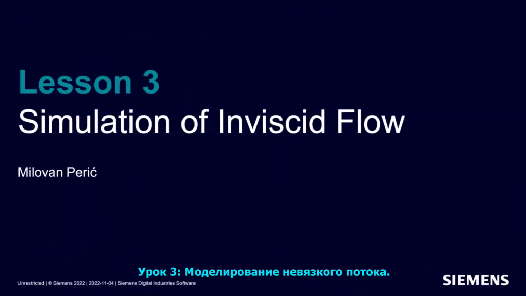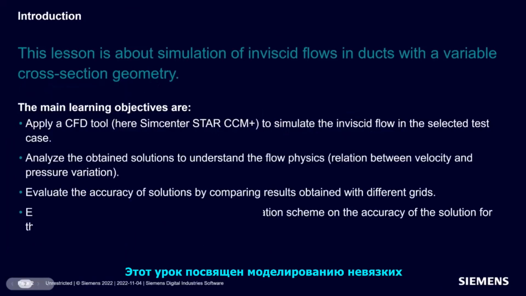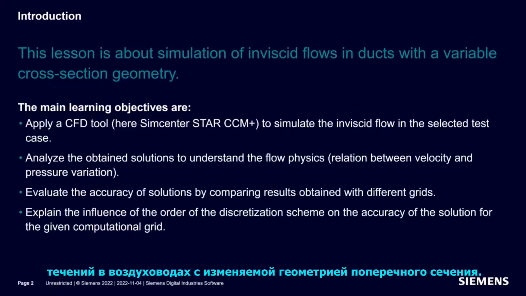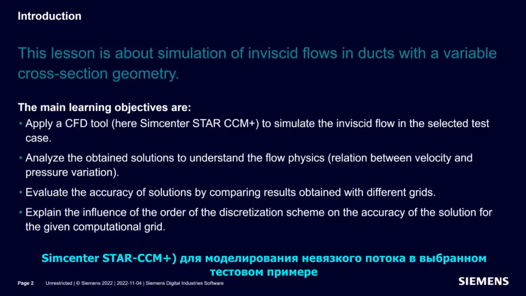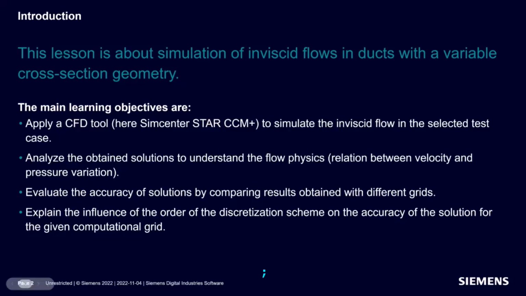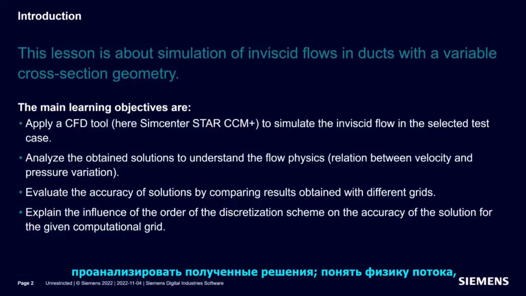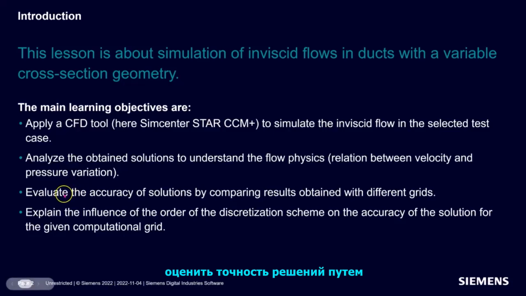Lesson 3. Simulation of inviscid flow. This lesson is about simulation of inviscid flows in ducts with a variable cross-section geometry. The main objectives of this lesson are to apply a CFD tool, here Simcenter STAR-CCM+, to simulate the inviscid flow in the selected test case; to analyze the obtained solutions to understand the flow physics, like the relation between velocity and pressure variation; to evaluate the accuracy of solutions by comparing results obtained with different grids; and to explain the influence of the order of the discretization scheme on the accuracy of the solution for the given computational grid.